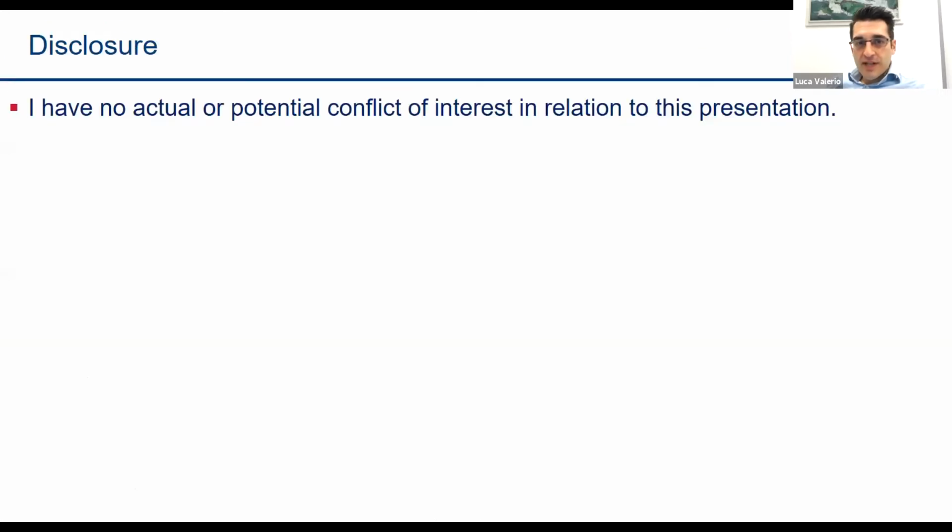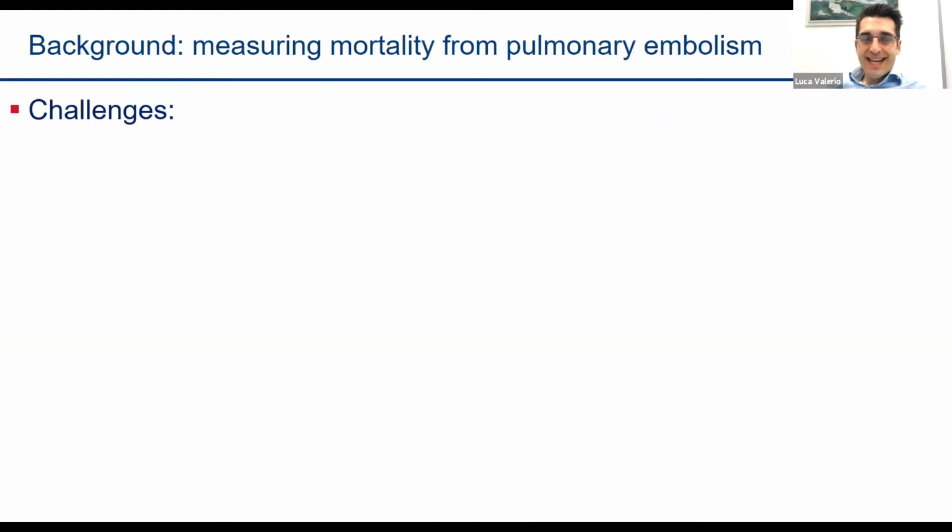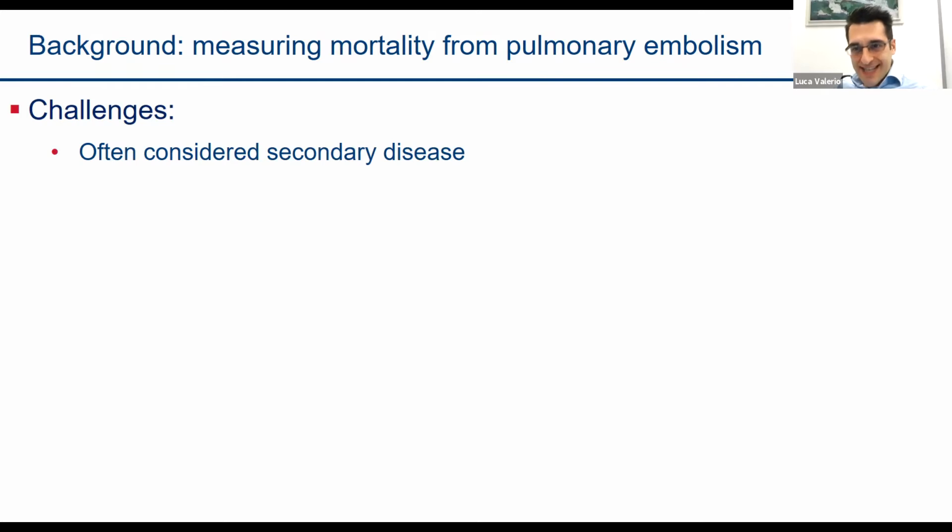I have no conflict of interest in relation to this topic, and a little background on why this is a challenge for research currently. Mortality from pulmonary embolism. It is quite surprising that until a few years ago, there used to be no reliable estimates on mortality from pulmonary embolism. And this is because pulmonary embolism is quite an unusual cardiovascular disease. The most interesting problem is that it is considered often by clinicians not to be a primary disease that can cause death, but rather a complication of other diseases.